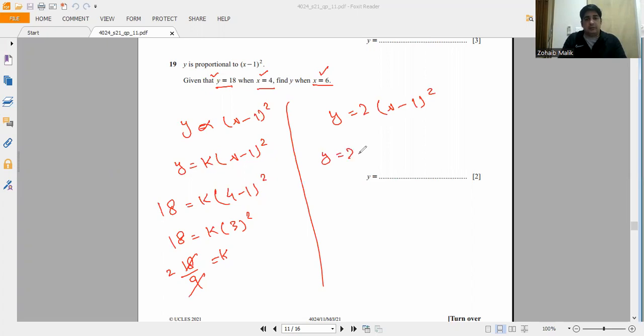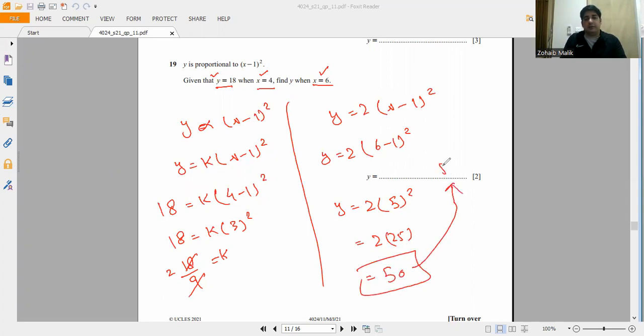So y is equal to 2 into 6 minus 1 whole square. y is equal to 2 times 5 whole square, which is 2 into 25. So the final answer is 50. This is 50. We will write it here, 50.